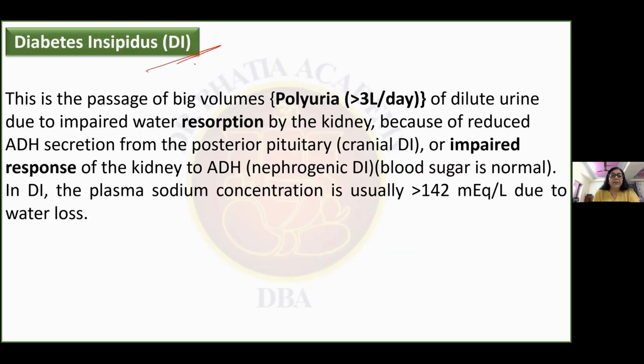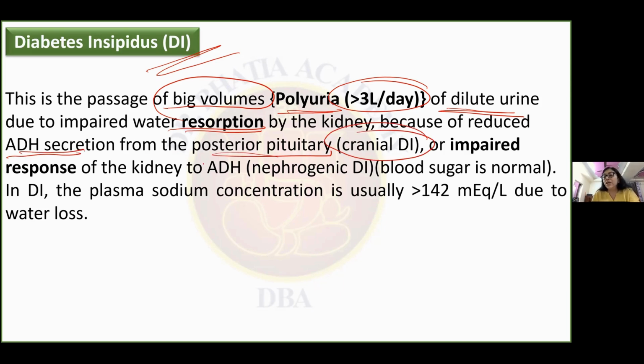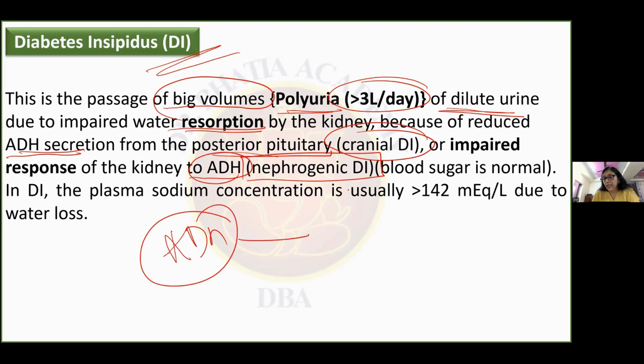Now coming to DI. By definition, it is the passage of a large volume of urine. If the urine lost is more than 3 liters per day of dilute urine because of impaired water reabsorption by the kidney, due to decreased ADH secretion from the posterior pituitary, we call it central DI or cranial DI. Or if you find there is impaired response of the kidneys to anti-diuretic hormone, suppose there is normal ADH but it is not able to work, then we are dealing with nephrogenic DI.